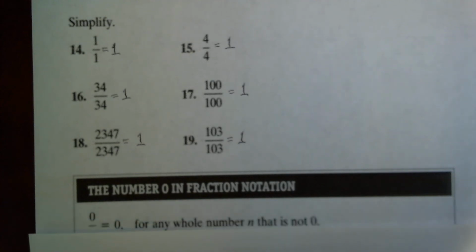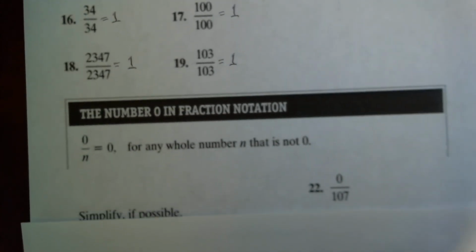Okay, the number 0 in fraction notation. So 0 divided by n equals 0 for any whole number n that is not 0. So as long as the denominator is not equal to 0, 0 divided by a number is equal to 0.